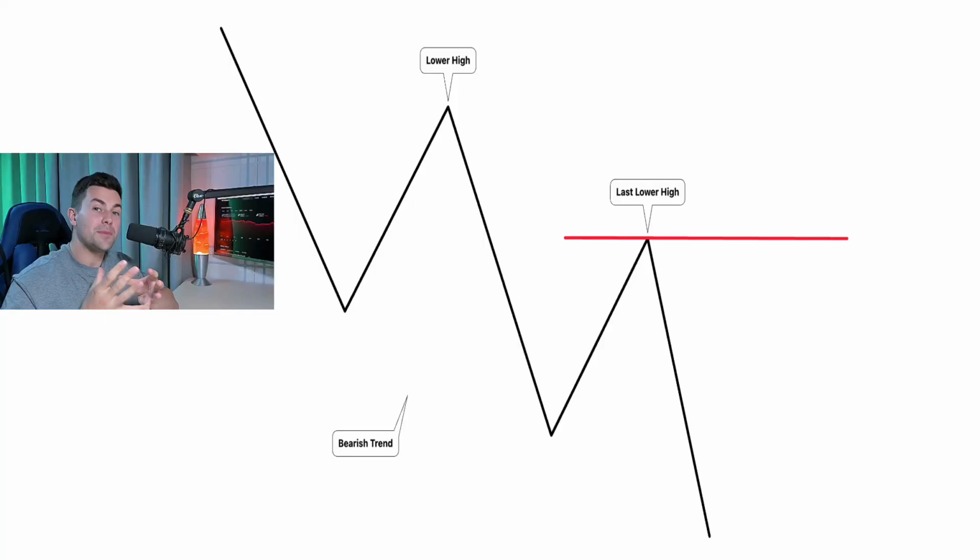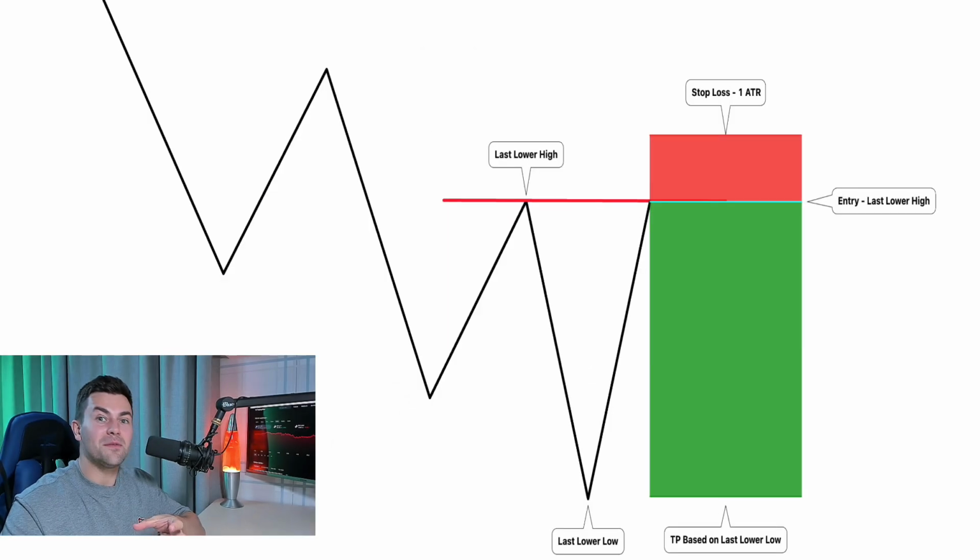Now let's discuss how to swing trade a bearish market based on lower highs. In a bearish trend, the level of the last lower high composes a significant resistance from where we can short the market, anticipating a bearish trend continuation. This level will give us the perfect point to short the market from with a stop loss based on 1 ATR and take profit based on the level of the last lower low.